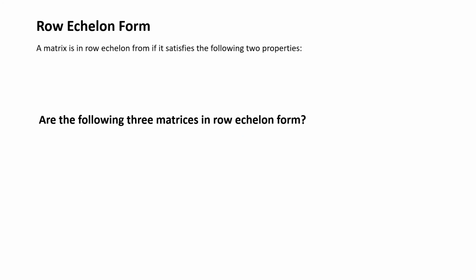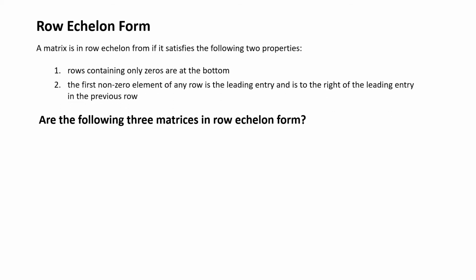A matrix is in row echelon form if it satisfies the following 2 properties. Rows containing only zeros are at the bottom, and the first non-zero element of any row is the leading entry and is to the right of the leading entry in the previous row. Let's look at some examples.